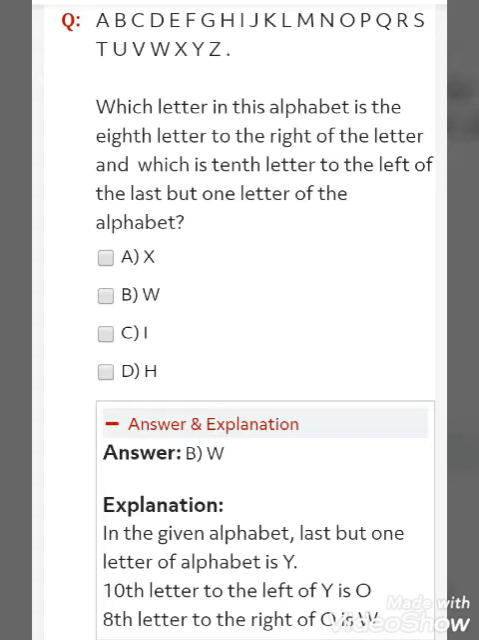The question is, you have to understand it first, that out of all the letters, which letter in the alphabet is the 8th letter to the right. So from the right it is the 8th letter, and which is the 10th letter to the left of the last but one letter of the alphabet. Now the options are X, W, Y, I, H. Now which one is the correct option? Now here is the answer and explanation to the question. The answer is W and Y, you can see it.